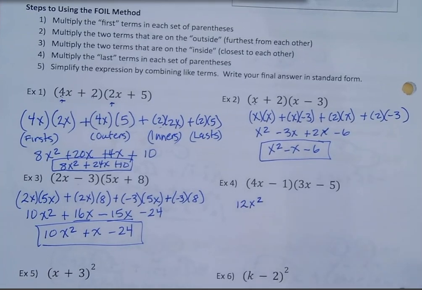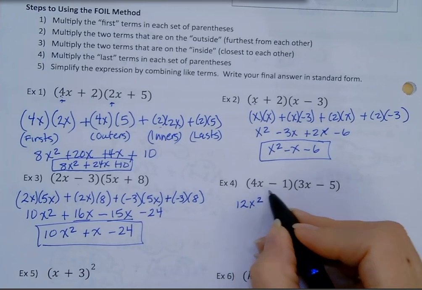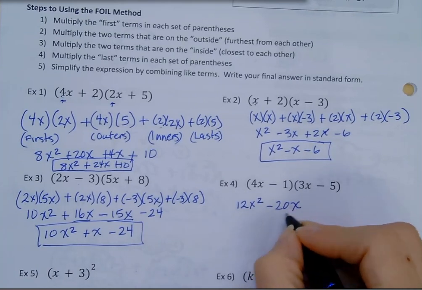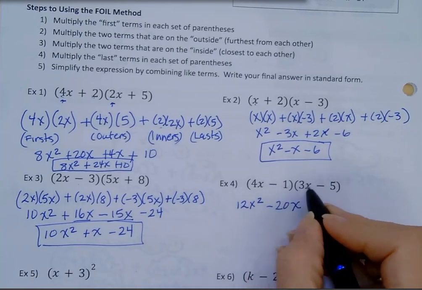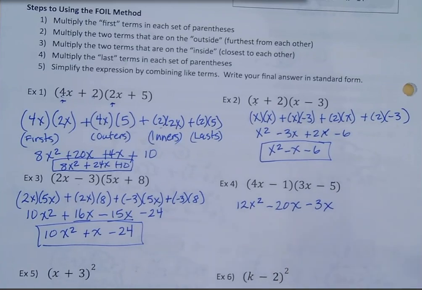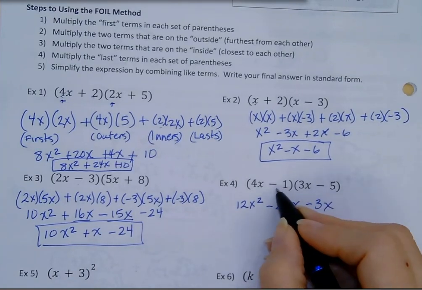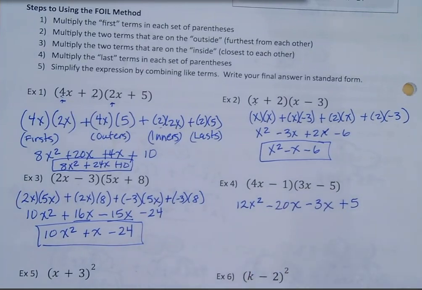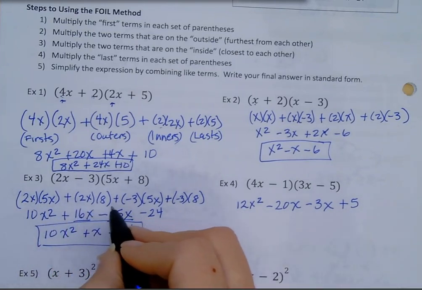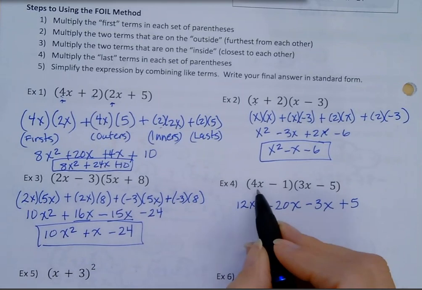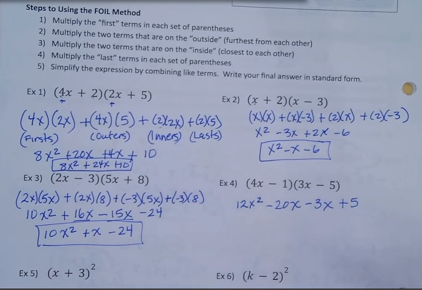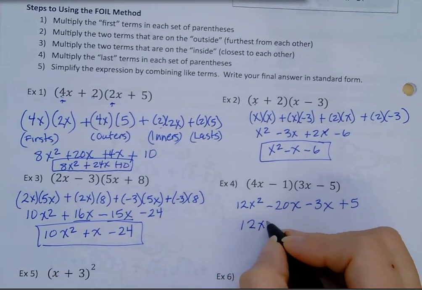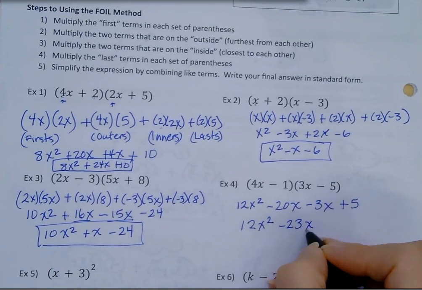Those are my firsts. My outer, I have 4x times negative 5. That's negative 20x. My inner is negative 1 times 3x, so that's negative 3x. And then my lasts, I have negative 1 times negative 5, so it's positive 5. So again, make sure you don't lose any negatives. This time I didn't write down exactly what I was doing, but I still did. I multiplied my first two terms together, and then outer, inner, and last. I'm going to combine like terms, so I have 12x squared minus 23x plus 5.